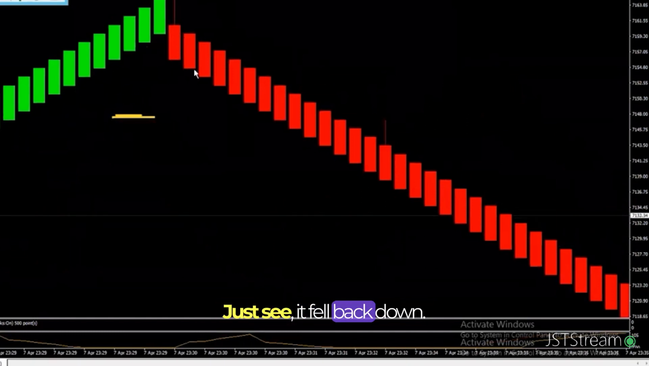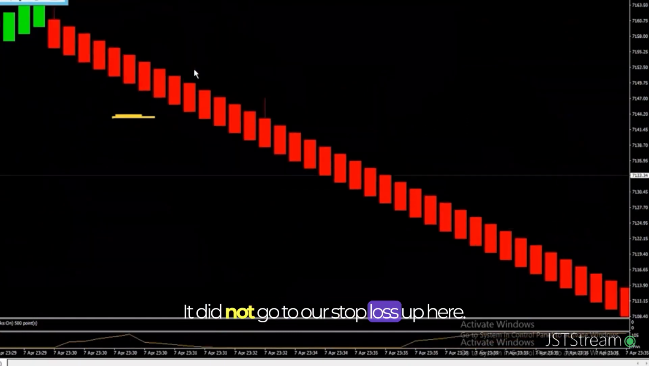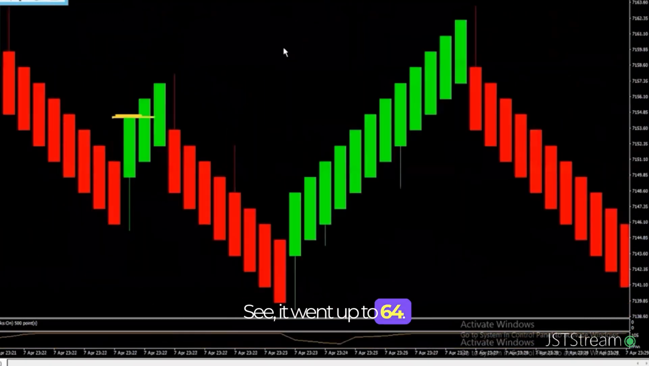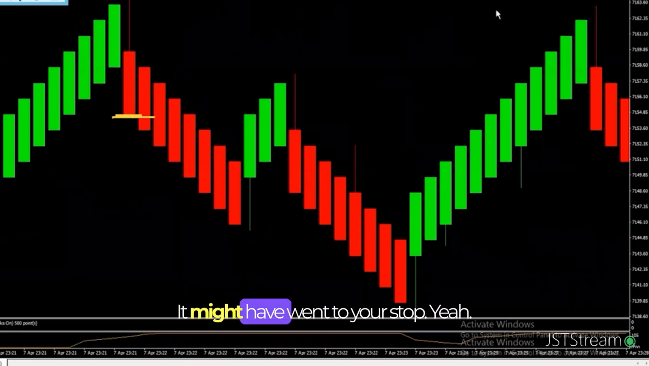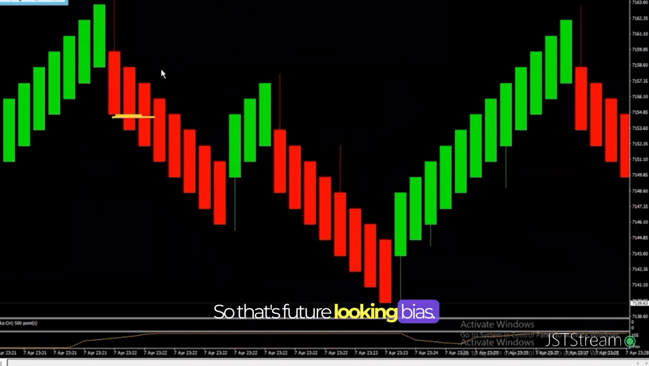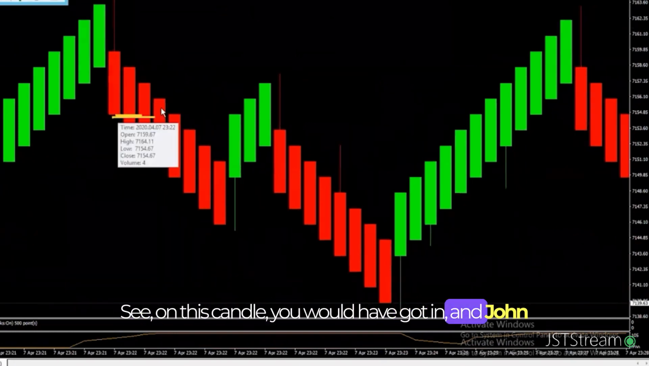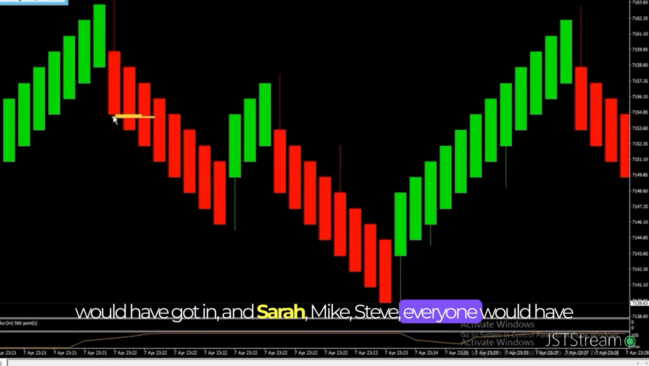So just see it fell back down. It did not go to our stop loss up here. See, it went up to 64. We entered at, it might have went to your, no, it didn't. It might have went to your stop. Yeah, so that's future looking bias. See, on this candle, you would have got in and John would have got in and Sarah and Mike, Steve, everyone would have got in.